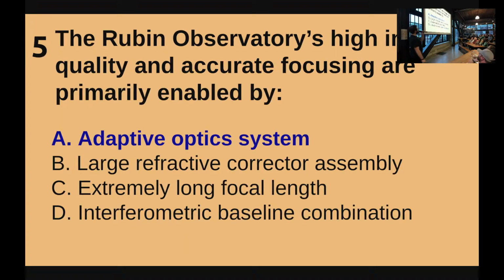Question 5. The Rubin Observatory's high image quality and accurate focusing are primarily enabled by the adaptive optics system, which is also called the active optics system, depending on who you ask, which was what Hurum's talk was all about.